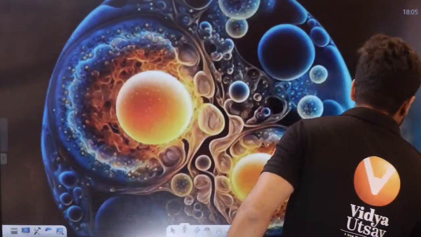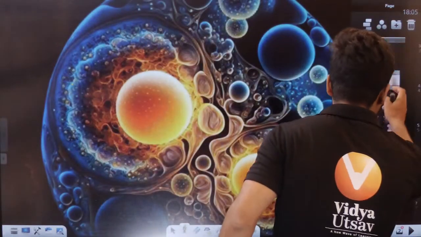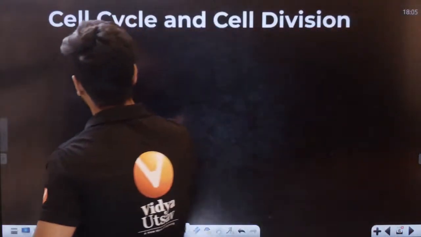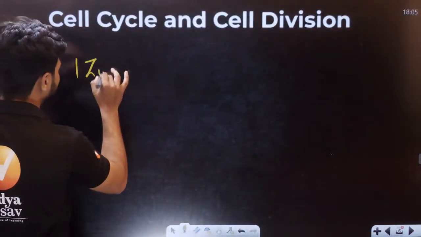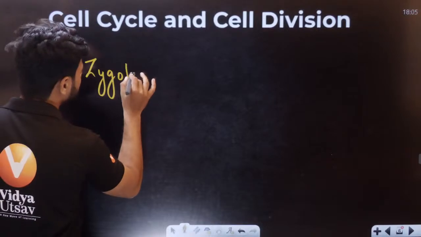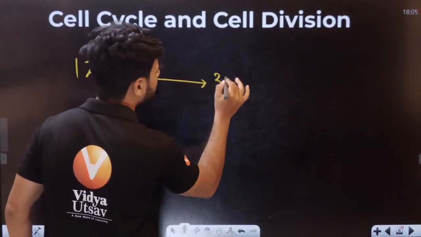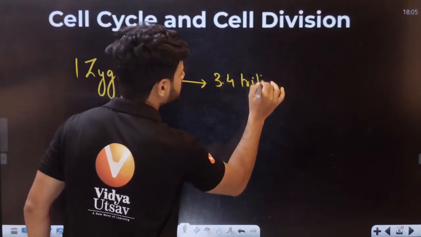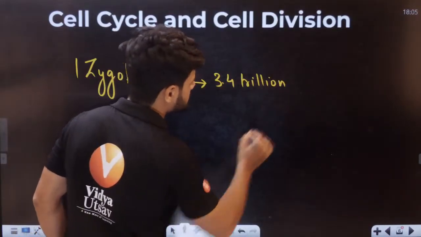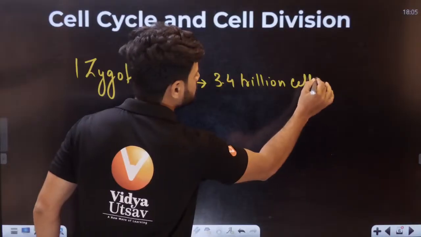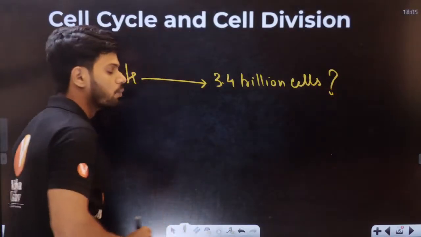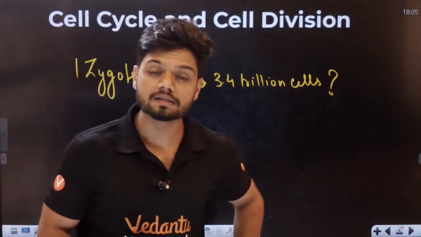Now, from a single cell, one tiny cell, how did we become, from one single tiny cell, that is your zygote, how did we become 3.4 trillion cells? Trillion cells, students. How is it possible, students? From one single cell to 3.4 trillion cells?